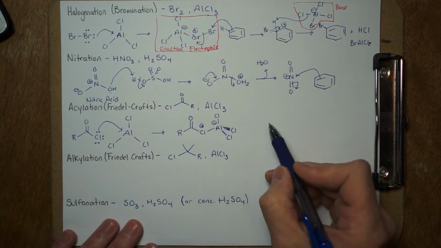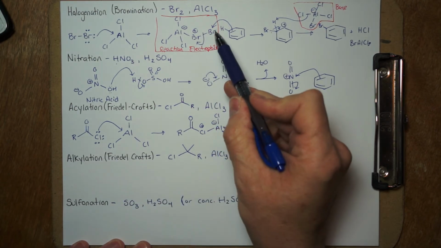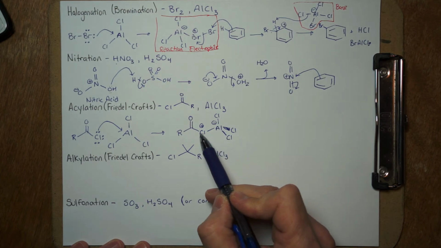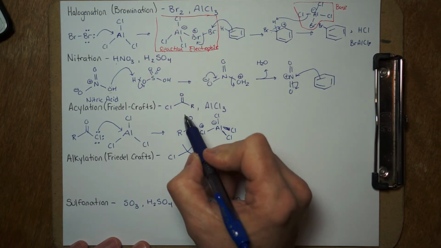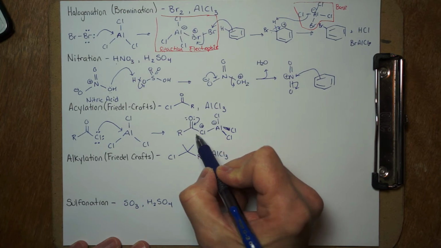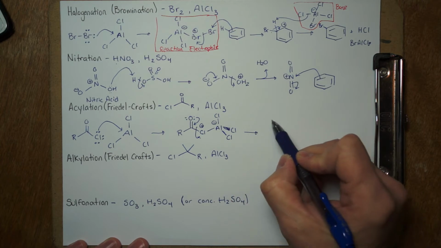Okay, so you'll notice similarly to above, right? We added a halogen to the aluminum. The aluminum adopts a negative charge. The halogen atom adopts a positive charge. In this case, what's going to happen is that the oxygen electrons can fall down and kick out that positively charged chlorine, and we form what is called an acylium ion.